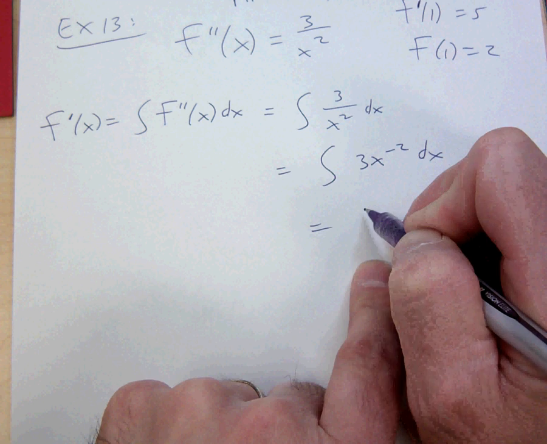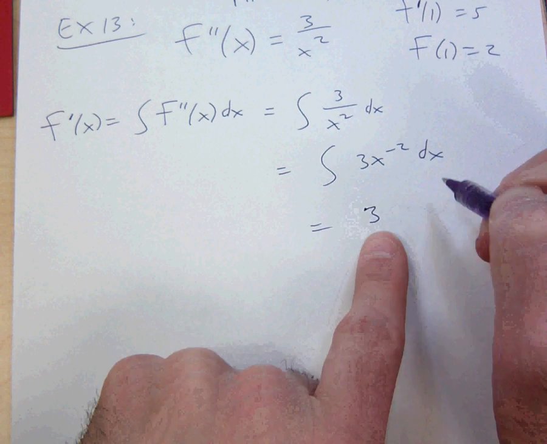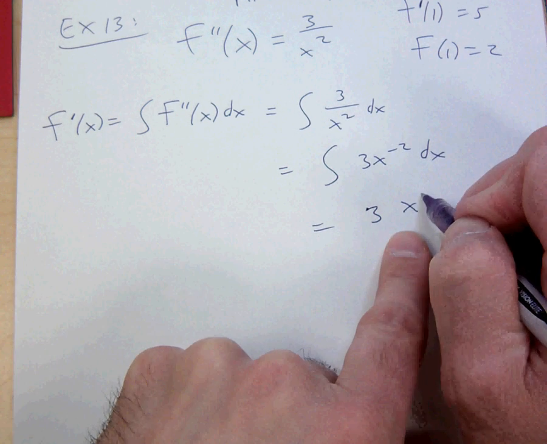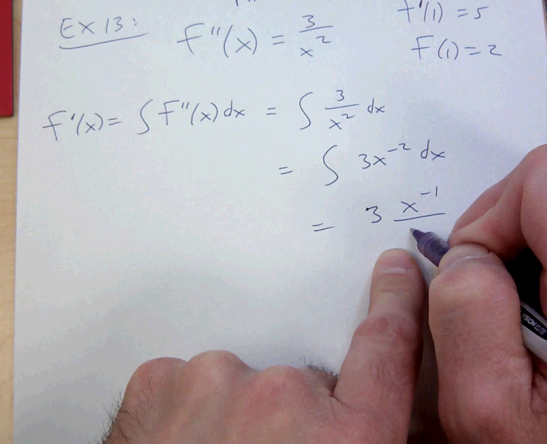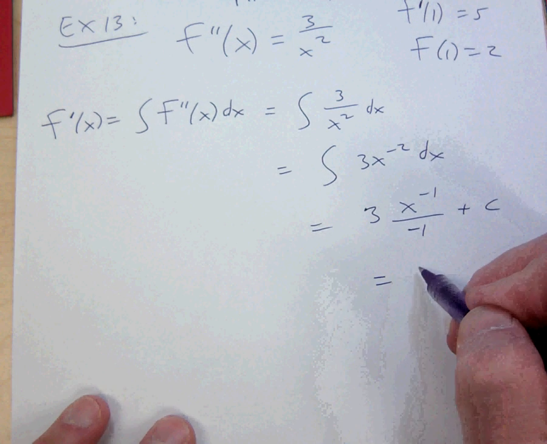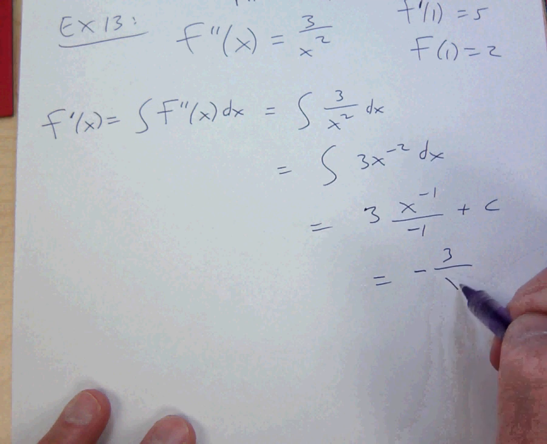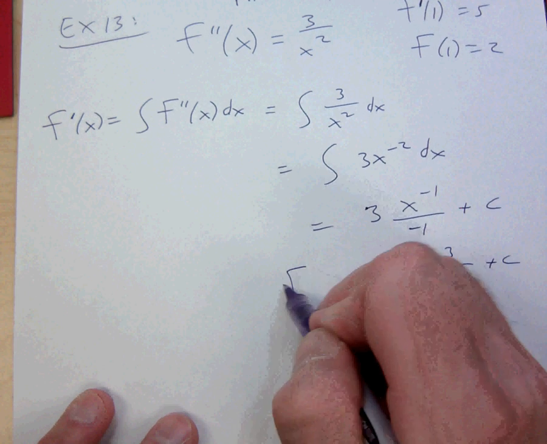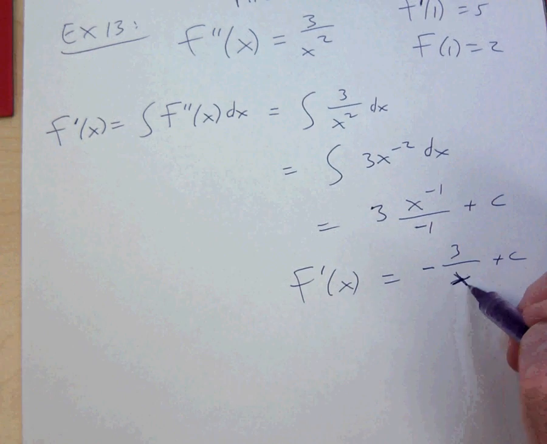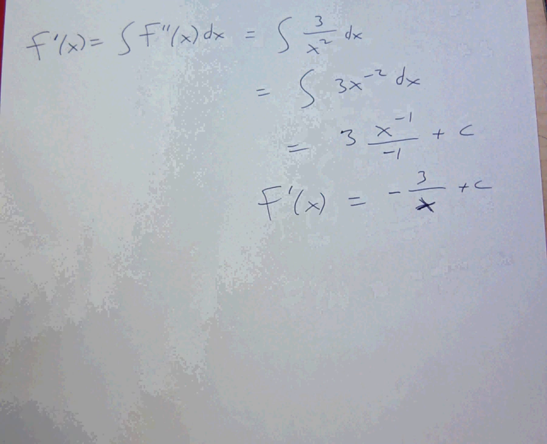Okay, just do it one step at a time. I'll leave the 3 alone. What do I get when I integrate that? X to the what? Over -1 plus c, right? And then, yeah, you're right. You end up with -3 over x. Everybody agree that that's f prime?